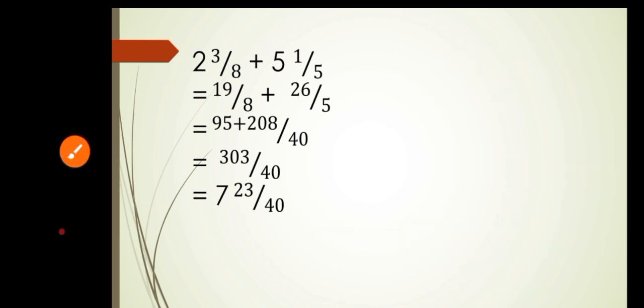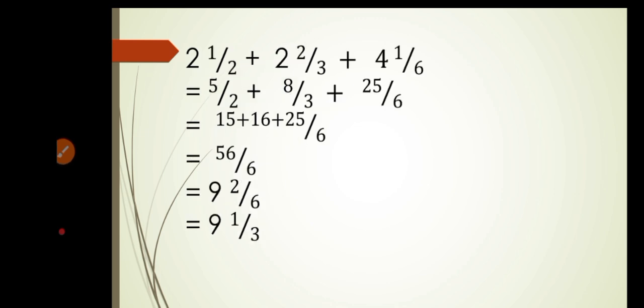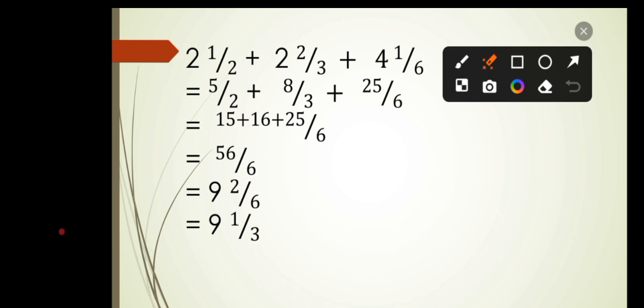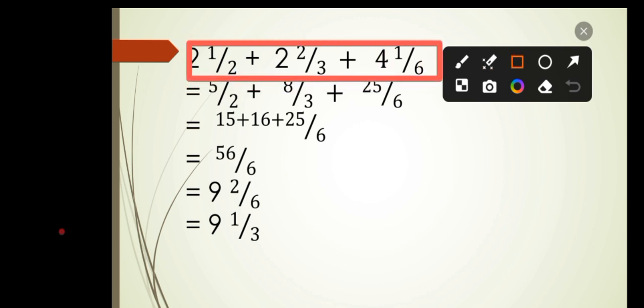So let's proceed to another solved exercise that I did. It's another exercise with the given solution beneath it. All these are in mixed fractions: 2 whole number 1 over 2 plus 2 whole number 2 over 3 plus 4 whole number 1 over 6. They are mixed fractions, so we convert them first into vulgar fractions.